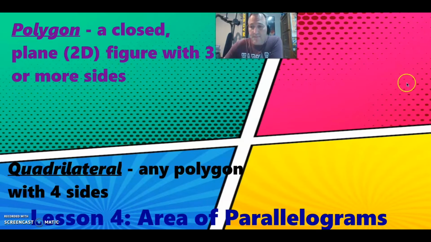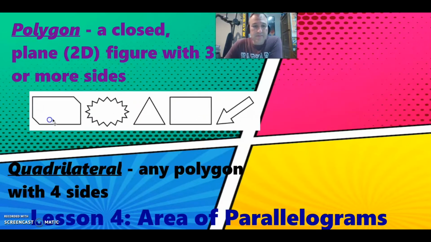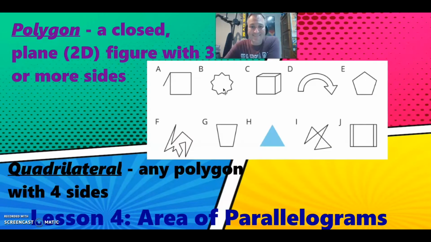For example, here are some polygons. You'll notice some of them have lots of sides. This one has the minimum amount of sides. This has 3. So all the objects are closed. See how that is? They don't have any openings. Those are polygons.